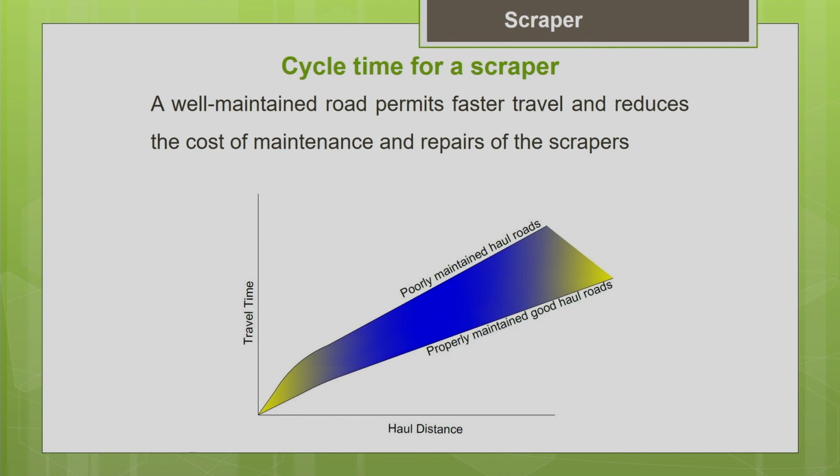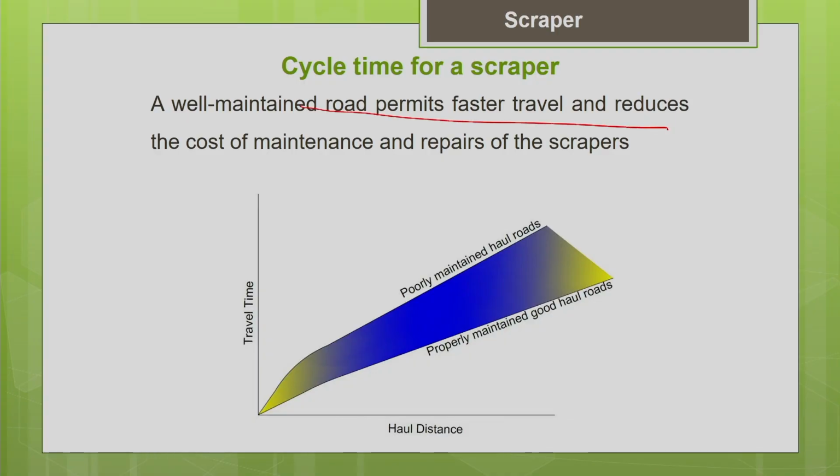So, this picture clearly shows what are the benefits we get by maintaining the haul route. This is just a schematic picture, which shows how a well maintained road permits faster travel, and it reduces the cost of maintenance and the repair of the machine also. If you maintain your haul route, you can increase the life of your machine. The cost of maintenance and the repair, that is your operating cost, you can reduce, and you can also extend the lifetime of your machine. So, there are so many benefits by maintaining the haul route.